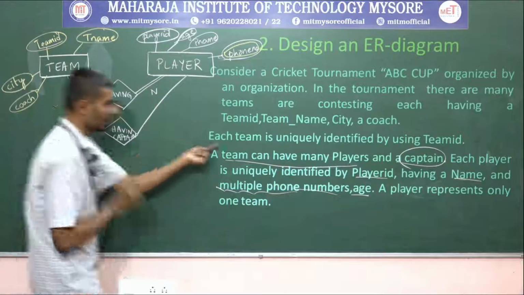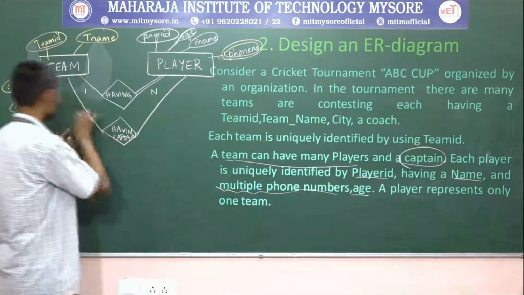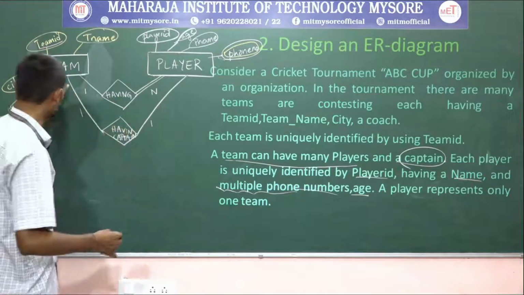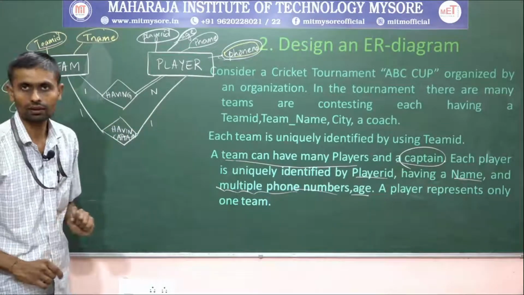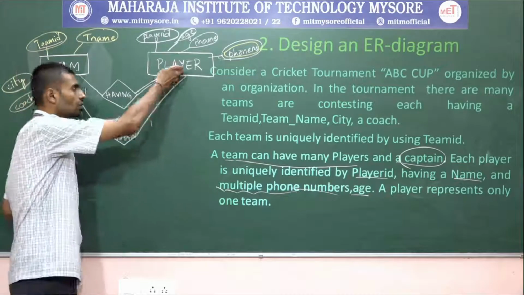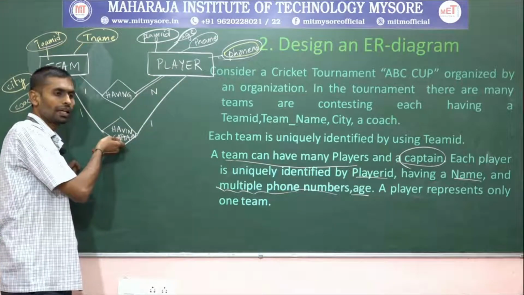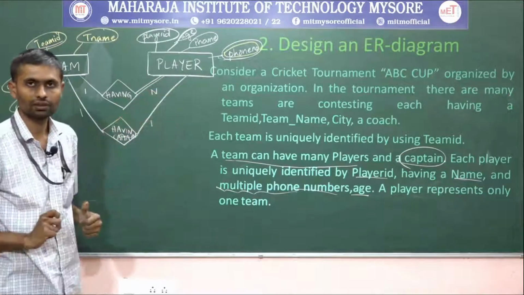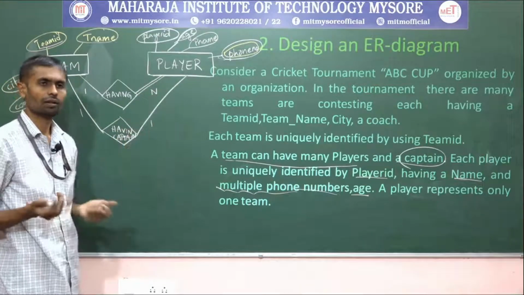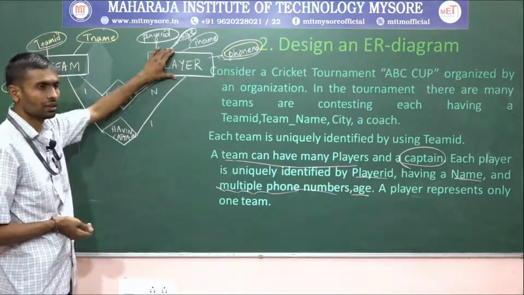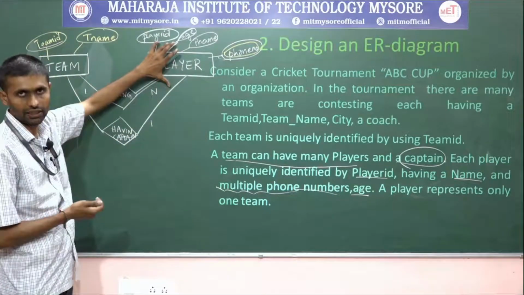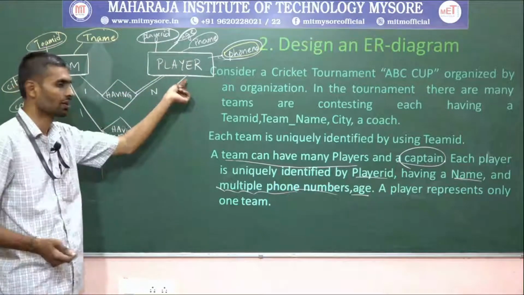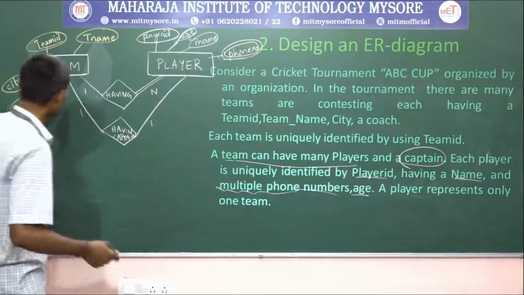So what is that? A team can have a captain player, only one captain, so it becomes 1-to-1. Fine. Whether to write total participation from the player side? No. Why, guys? All players are not captains. One of the players might be captain. Here we are having all team players, so there could be many captains across teams, but all players are not captains. So it is a partial participation.